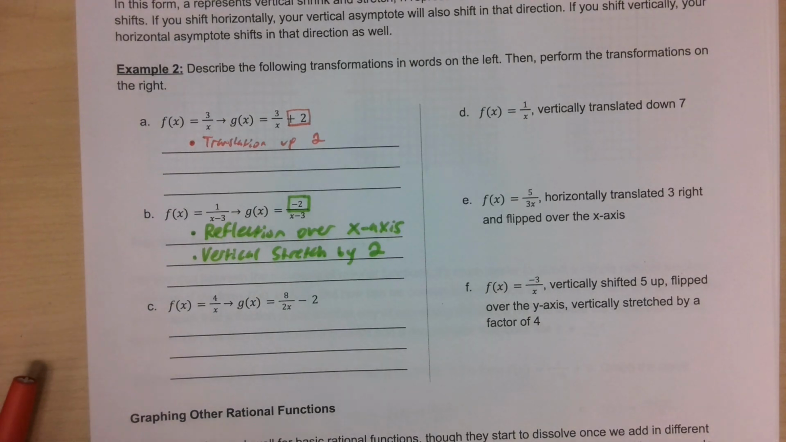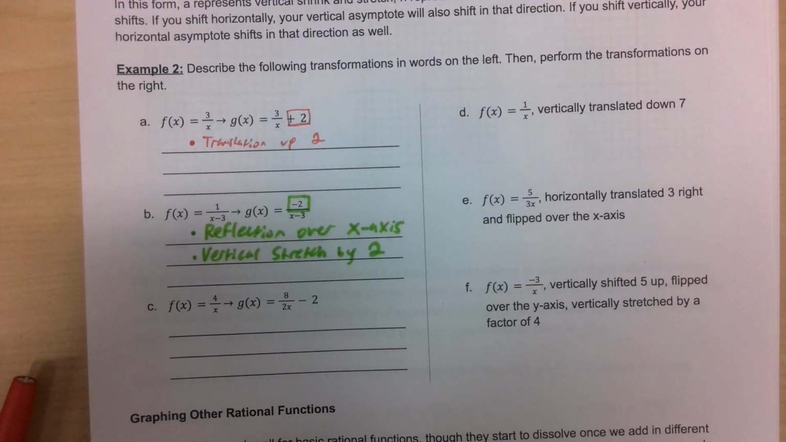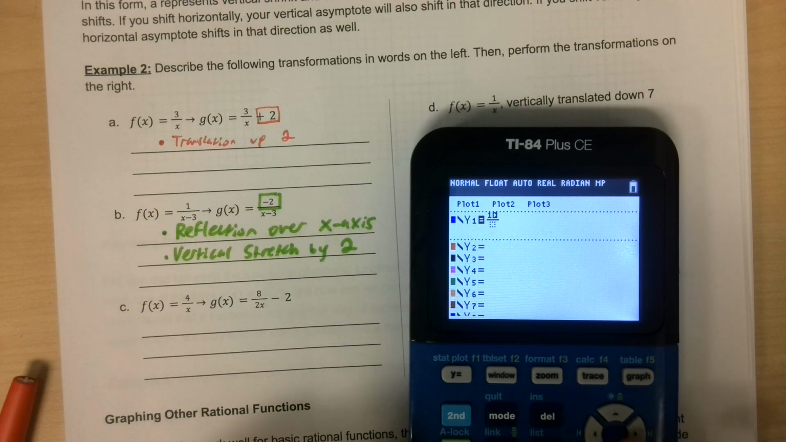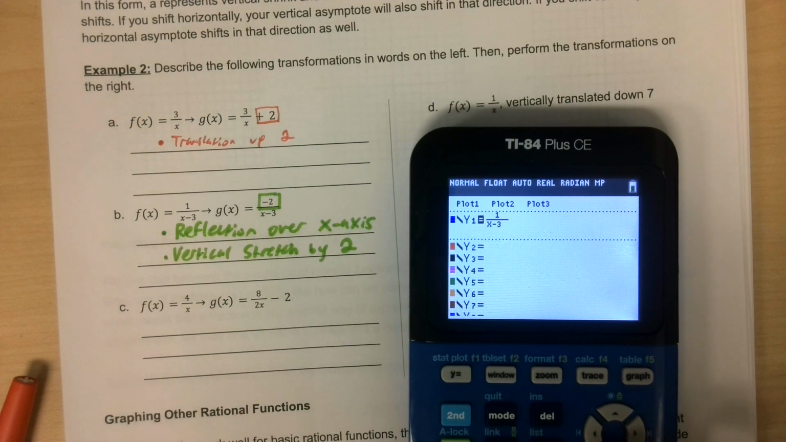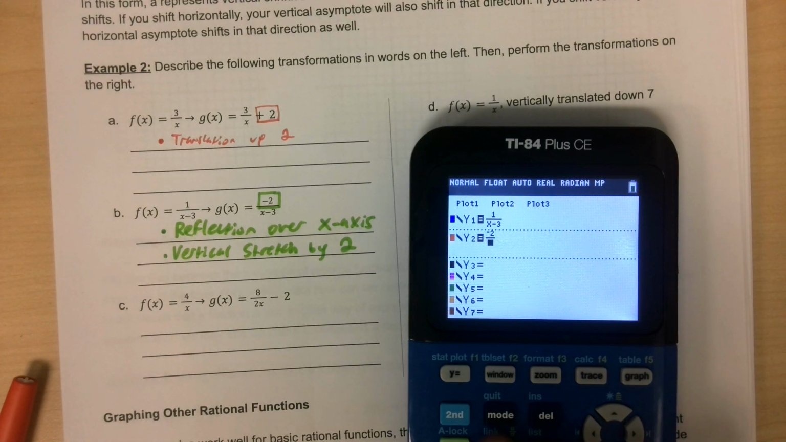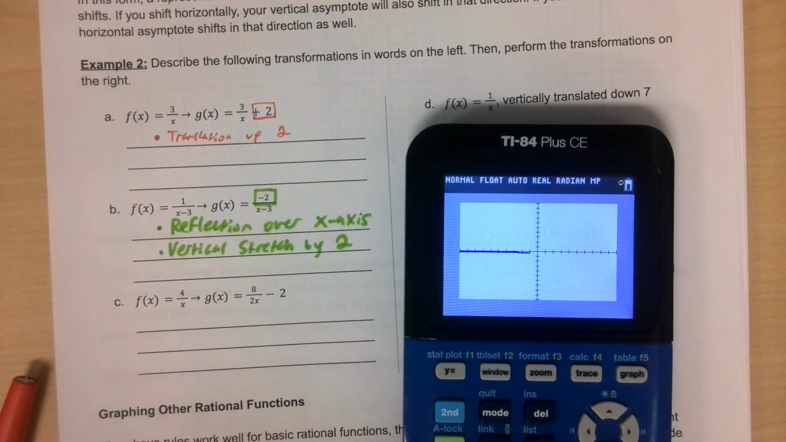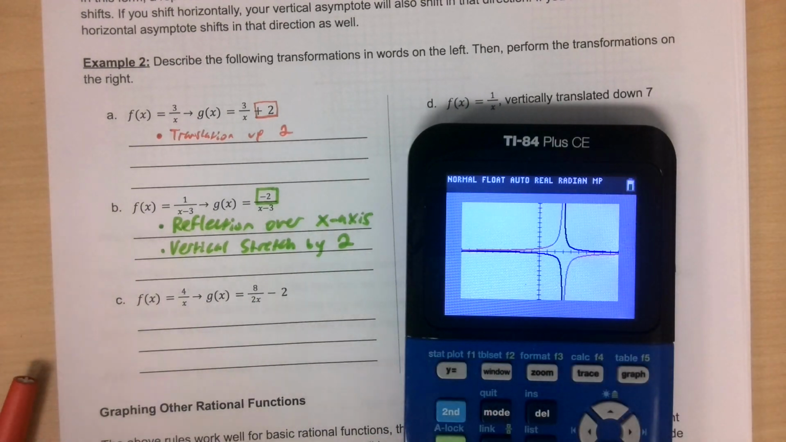For this one in particular, as well as some of the other ones on here, I want to graph them just so we can see the differences, because it's a little hard to tell sometimes when you're just looking at the equations. So, if I plug in 1 over x minus 3 as my parent function, and my transformed version is negative 2 over x minus 3, the transformation should be that it's reflected over the x-axis and vertically stretched by a factor of 2. It's kind of hard to see the stretch, but we can see it's absolutely flipped.